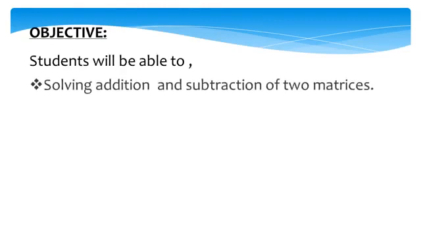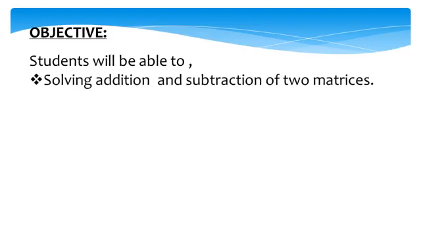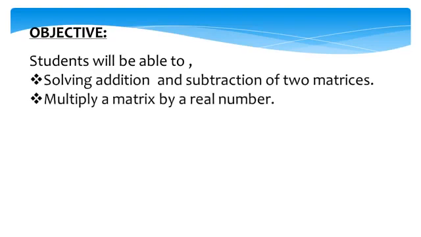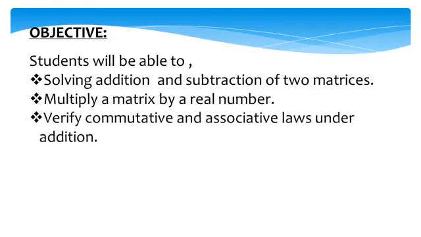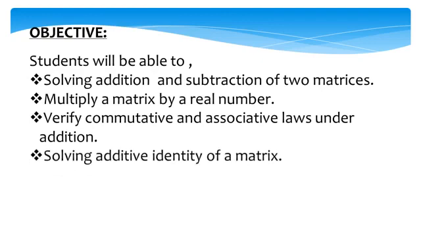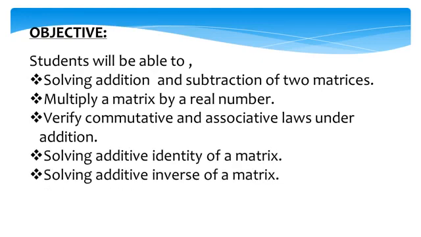The objective of this chapter is that students will be able to solve addition and subtraction of two matrices, multiply a matrix by a real number, verify commutative and associative laws under addition, solve additive identity of a matrix, and solve additive inverse of a matrix.